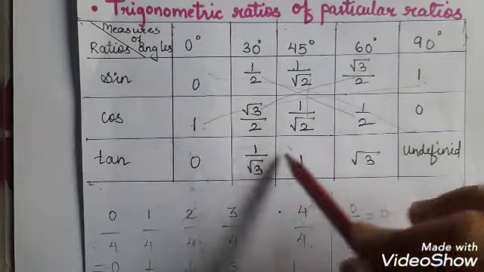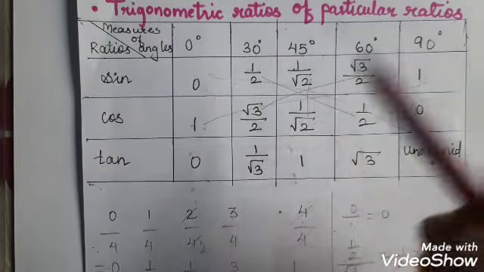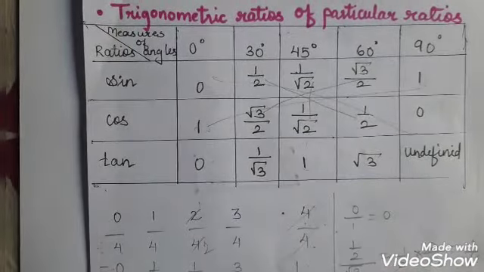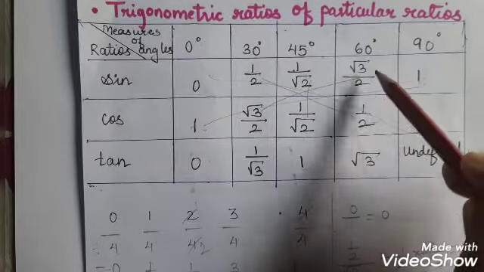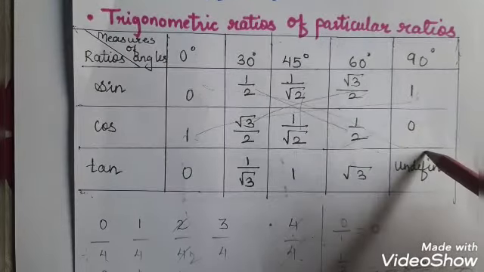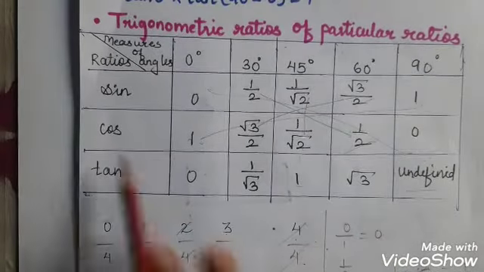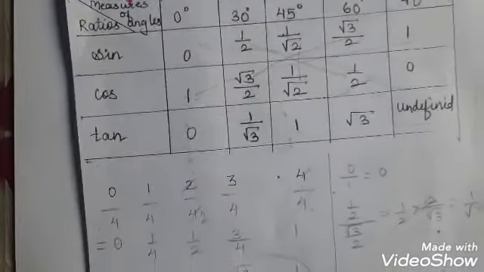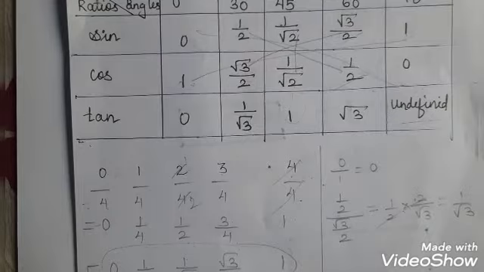Then tan 45. So 1 upon root 2 upon 1 upon root 2, 1 upon root 2 gets cancelled. So it is left with 1. And the last is root 3 upon 2 upon 1 upon 2. So 2 gets cancelled. So that is root 3. And 1 upon 0. You cannot divide any number by 0. So that is undefined. So this is the table. If you want to learn, you can learn, or this is the way you can remember how to get the values.